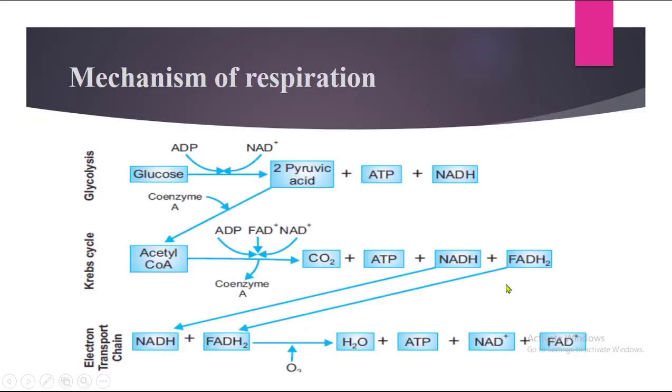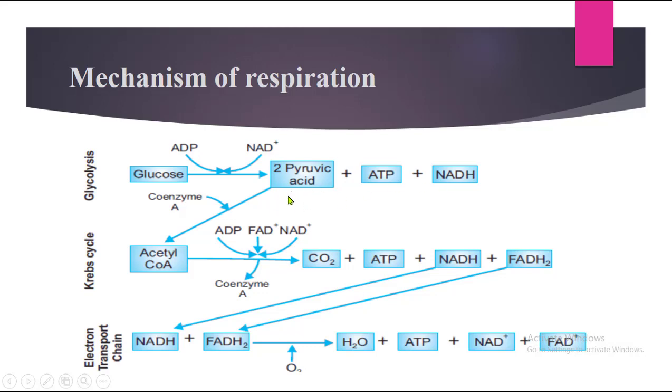Here is again the overview of cellular respiration. First step is glycolysis, that is glucose is broken down into two pyruvic acid molecules, which are also known as pyruvate molecules. Glucose is a 6 carbon containing compound and pyruvate is a 3 carbon containing compound. So one 6 carbon compound, when it splits, will form two 3 carbon compounds, and as a result ATP and NADH are produced in glycolysis.